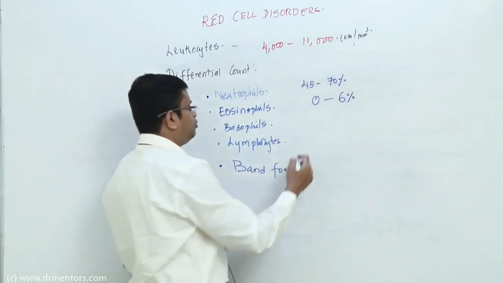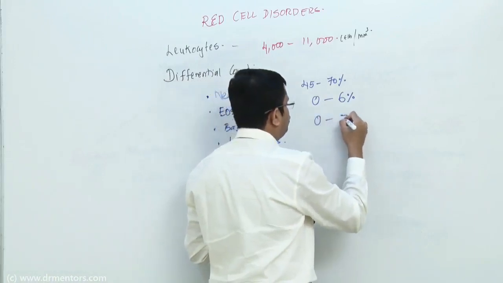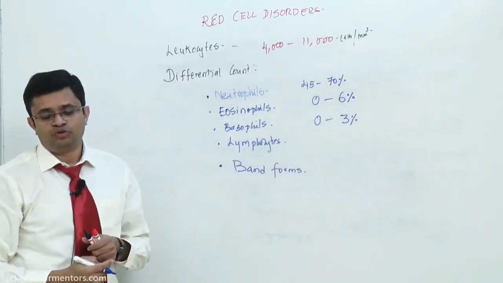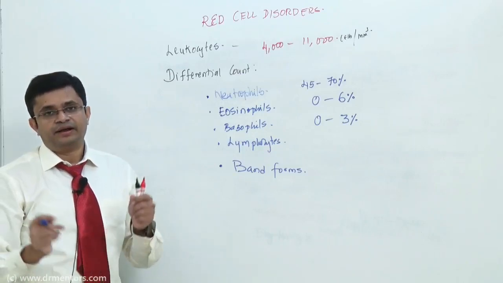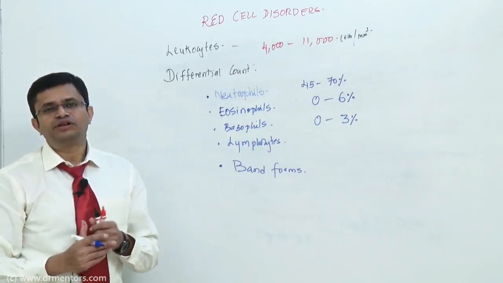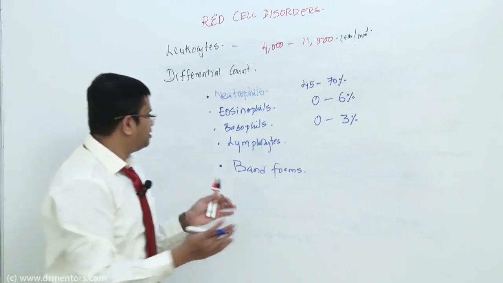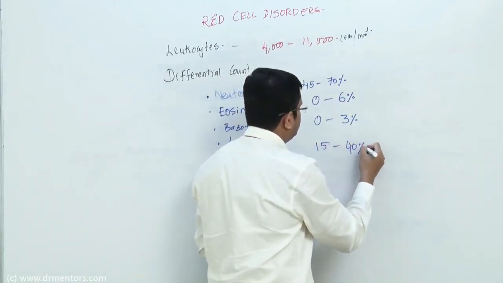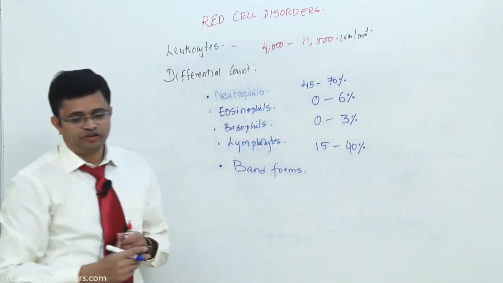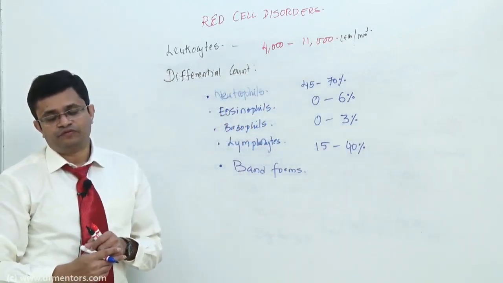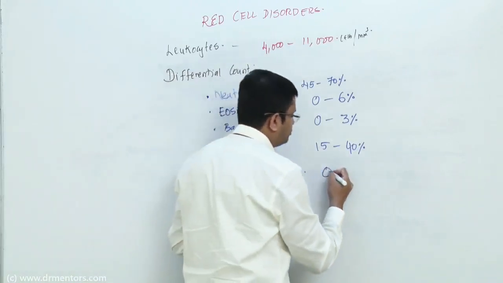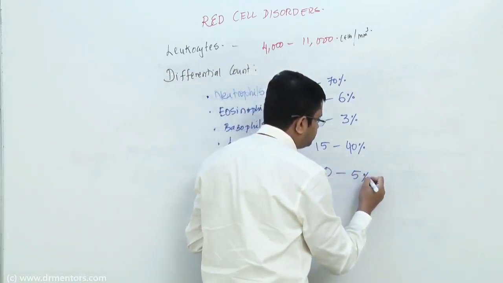Now we will go to the basophils. The basophils will be around 0 to 3%. Lymphocytes can move up to around 15 to 40%, and band forms can move up to a maximum of 5%.